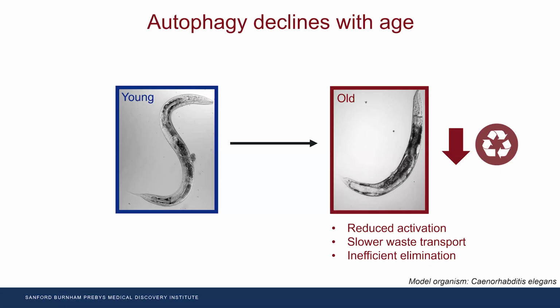So what we have found using these worms and the cellular recycling process is that the recycling process declines with age. We see that there's reduced activation of the cellular recycling. We also see that the waste transport is slowing down. So basically the recycling trucks are not moving as efficiently and quickly any longer. And then also there's inefficient elimination of the waste. Basically the cellular recycling factories stop working.